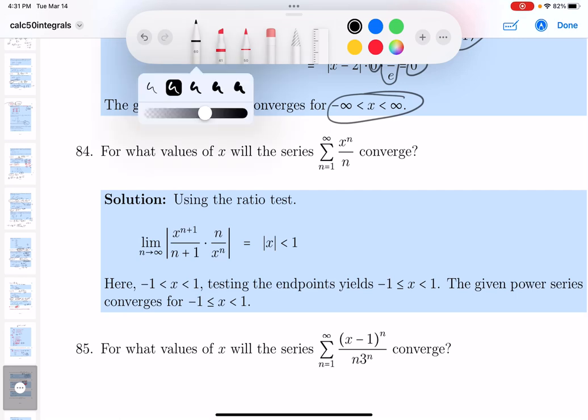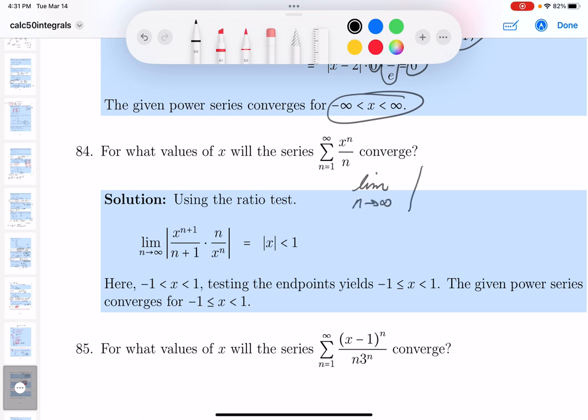Again, another power series, another interval of convergence for this over here. So let's write this down. Limit, using the ratio test, n goes to infinity. And then it's going to be the absolute value of x to the n plus 1 over n plus 1. And we're dividing by this term here, which means we're multiplying by its reciprocal, and it's going to be x to the n. You need to simplify this, and what do you get?